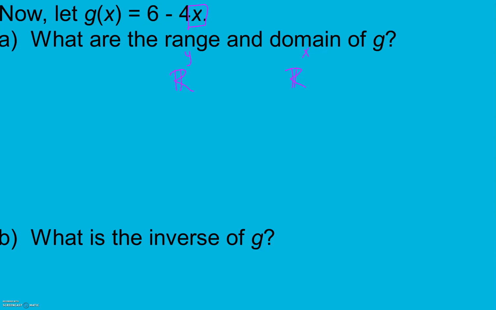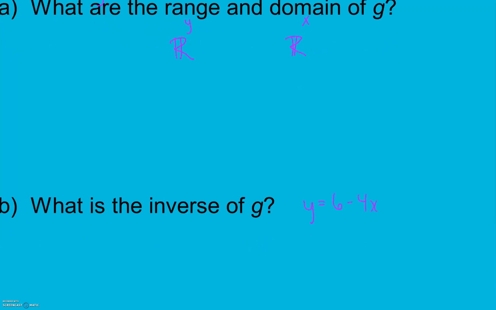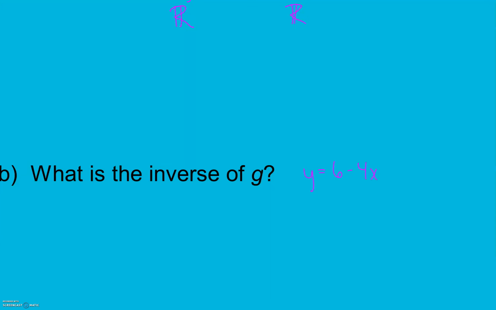The inverse here, again, g of x is just like y. So we have y equals 6 minus 4x. We're going to swap our variables. So instead of writing y, I write an x. Instead of writing x, I write a y. And the rest of my equation stays as it is. Now, we solve for y again.